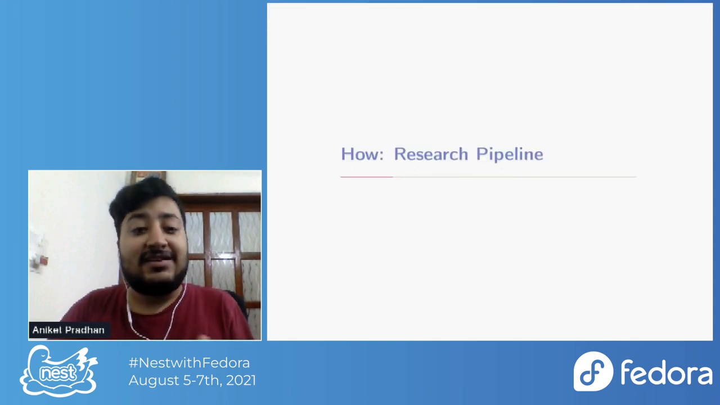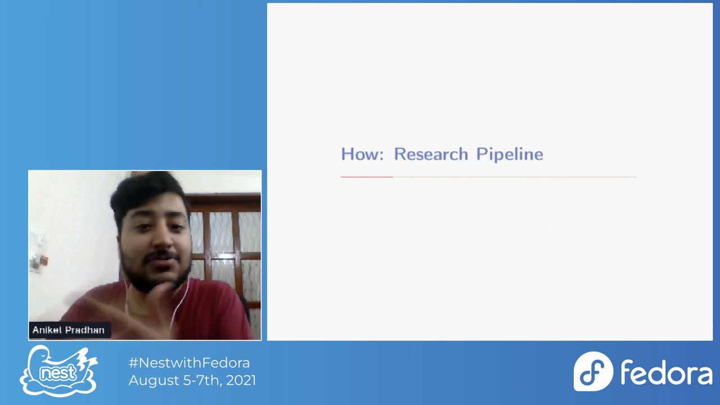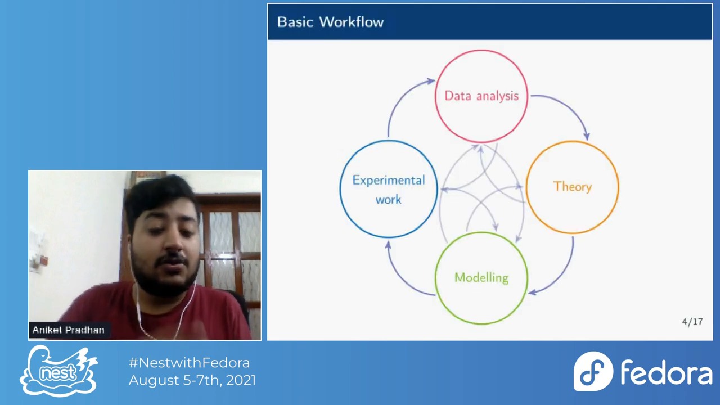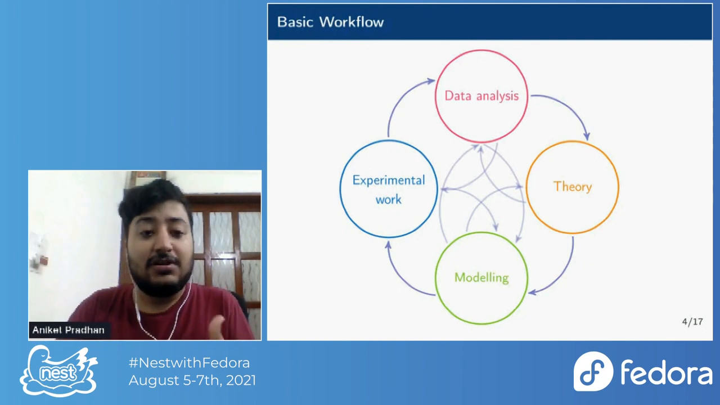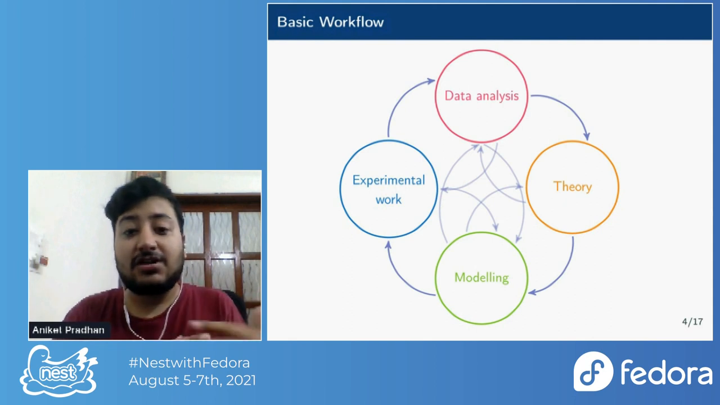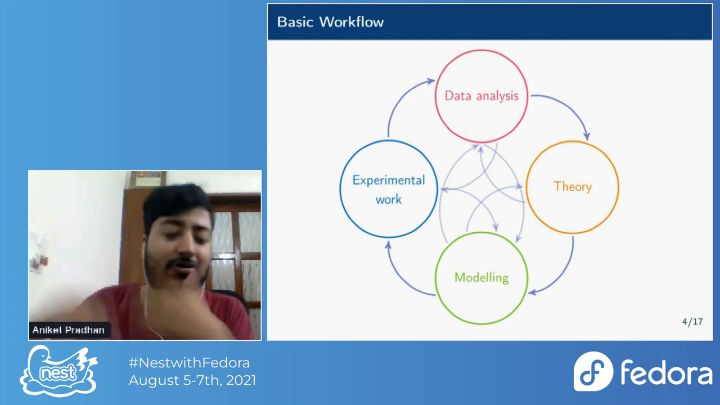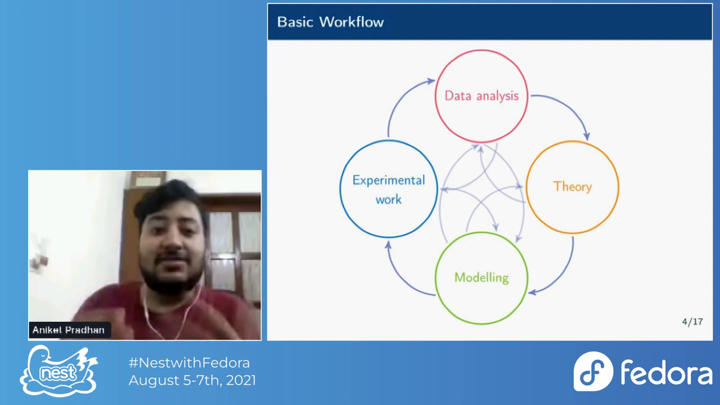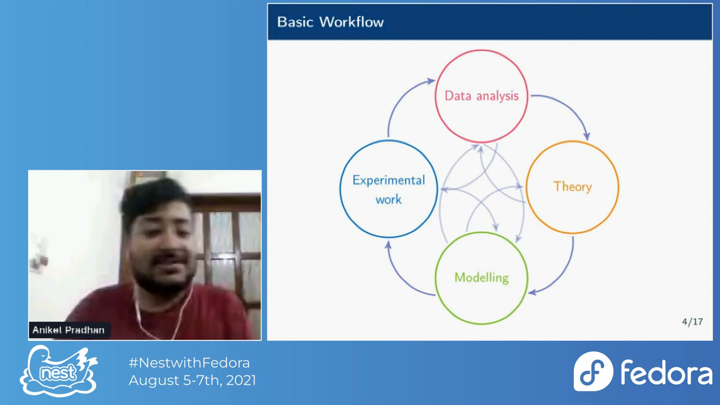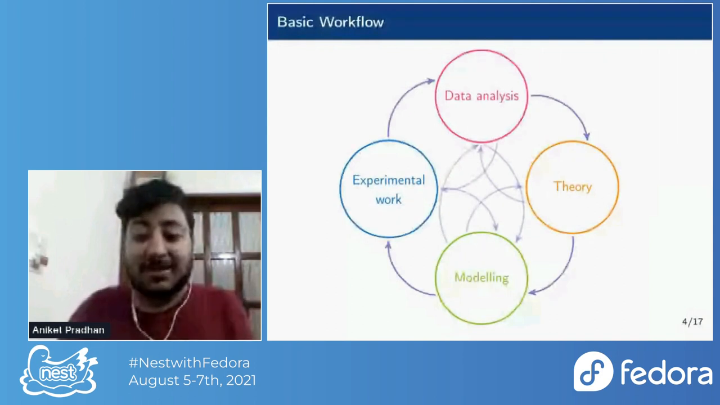Now let's talk about how we actually do that. We have a lot of tools and a whole pipeline and workflow. We start with data analysis, then go to theory, then modeling, then experimental work. It's a very simplified diagram, but it's also complex, because you could just go from data analysis to modeling directly and skip the theory in between. Obviously you don't skip the theory, but with the availability of tools and software, you can go straight to the modeling part. It's a general workflow for almost all research-based work.